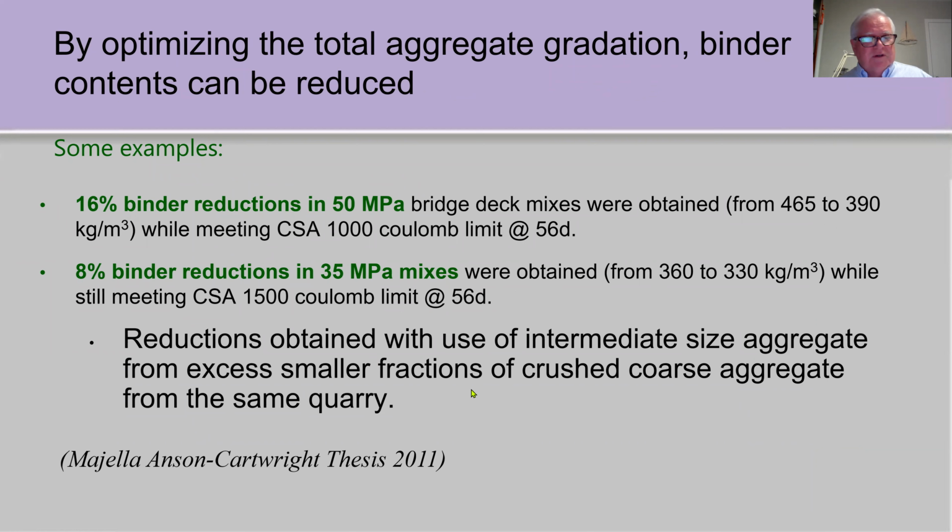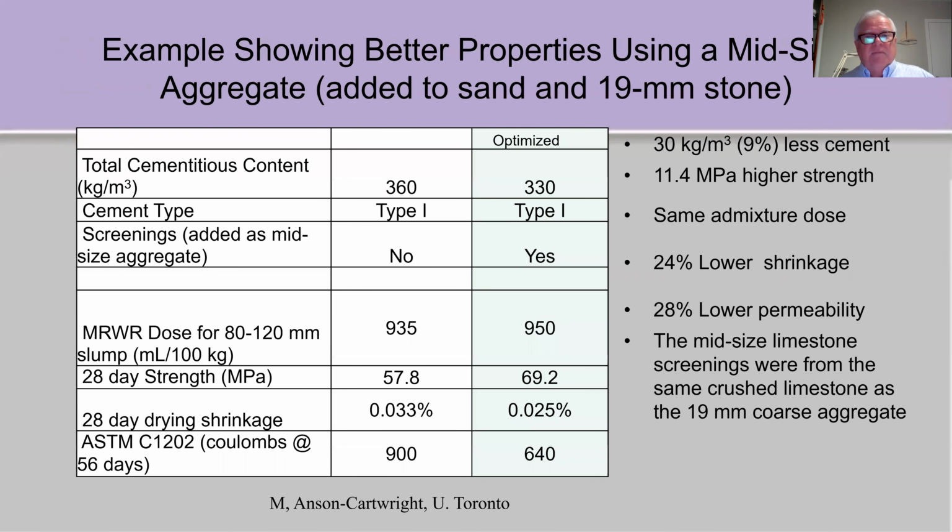So we use the same material as the coarse aggregate, just finer sizes that would normally be wasted, and we saved a lot of cement. And here's that 35 MPa example showing the 30 kgs per cubic meter reduction in cementitious materials. And then we added the screenings, as they're called, the mid-sized material. About the same amount of mid-range water reducers.